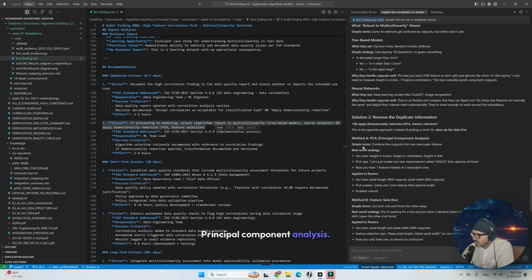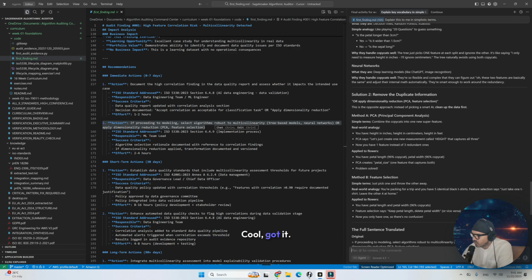Principal component analysis, okay. Real world, you have height in inches, height in centimeters. PCA says, let's just create one new measurement called height. It captures all three. Now you have one feature instead of three redundant ones. Applied to flowers, you have petal length 96, petal width 96. PCA creates petal size. Okay, one feature that captures both. Problem solved. Cool, got it.